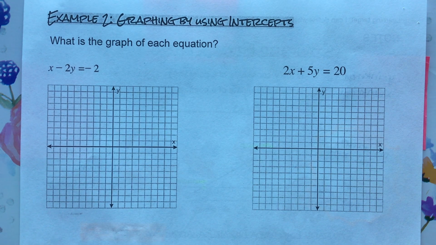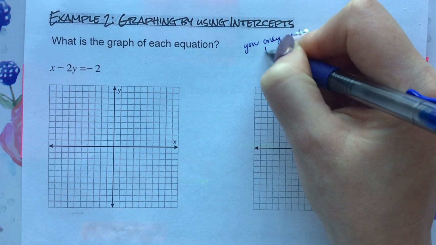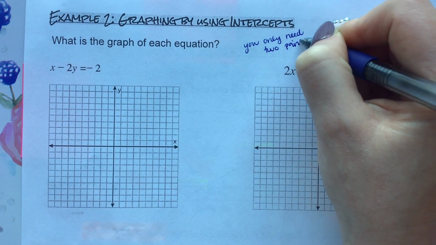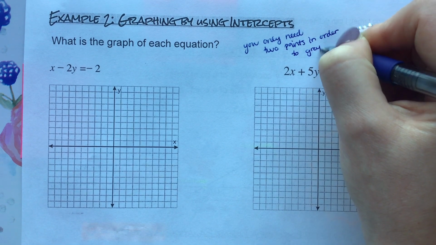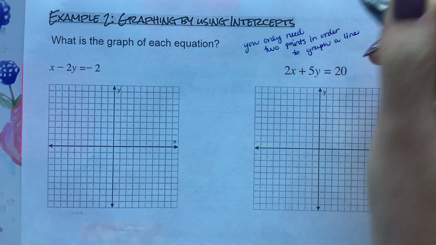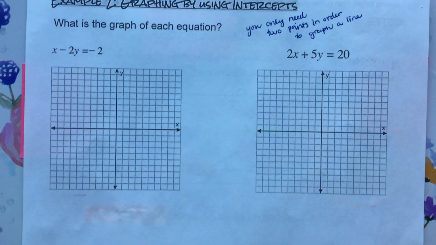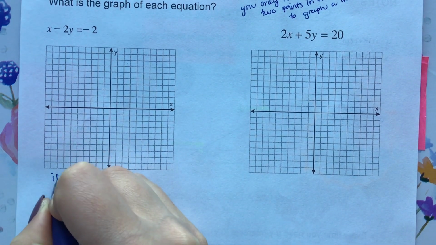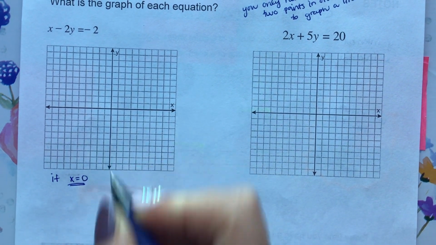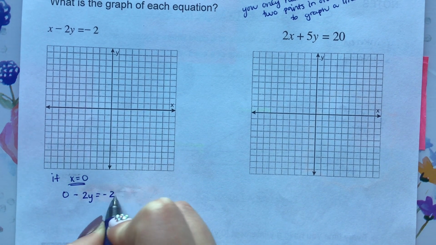And once you have 2 points of a line, you can graph the line. So you only need 2 points in order to graph a line. And we can easily calculate 2 points with these equations by finding our x and y intercepts. So let's set x equal to 0 first. So if x equals 0, then it's going to be 0 minus 2y is equal to negative 2.